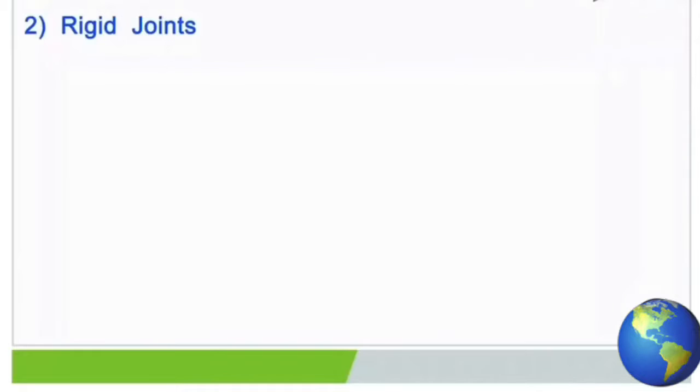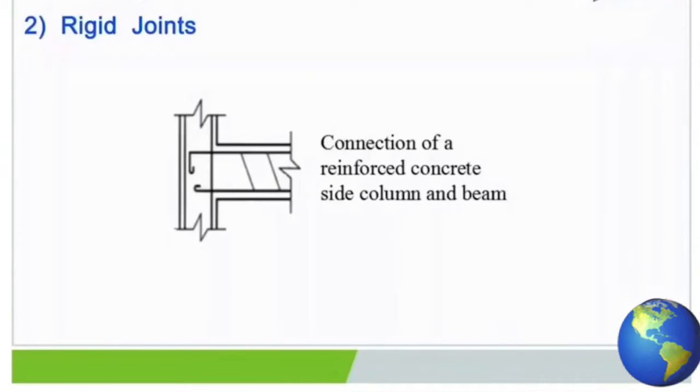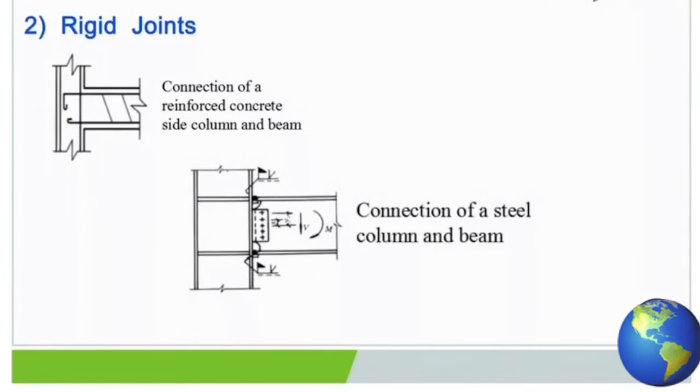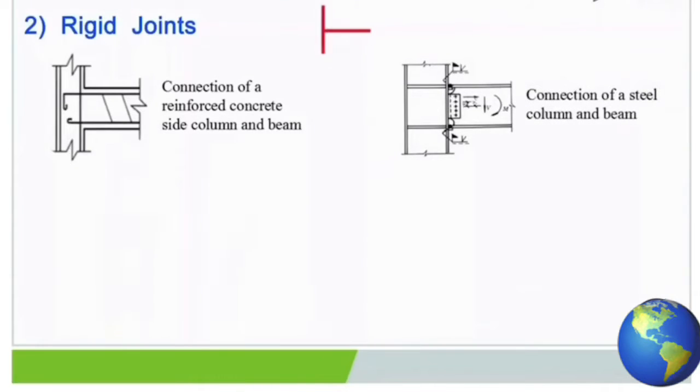Rigid joints. This photo shows the connection of a reinforced concrete side column and beam. This photo shows the connection of a steel column and beam. They all could be simplified as rigid joints. All member ends connected to a rigid joint have the same translations and rotation. In other words, the original angles between the members intersecting at a rigid joint are maintained after the structure has deformed under the action of loads.